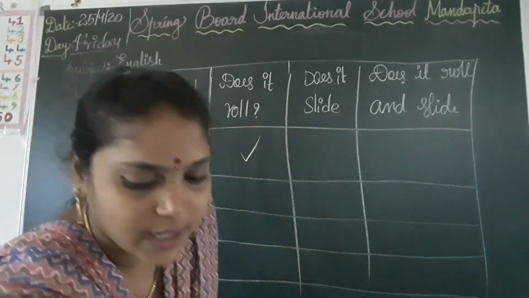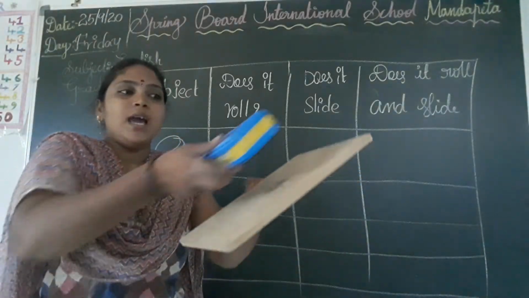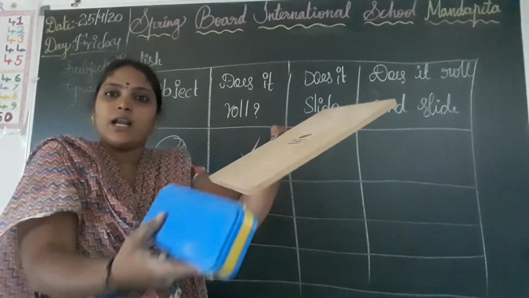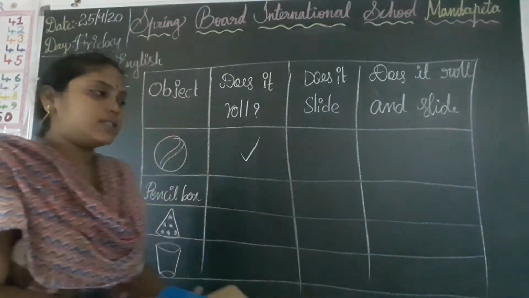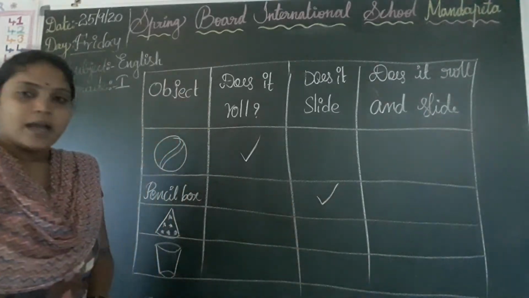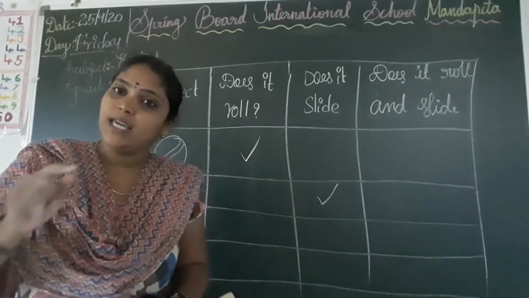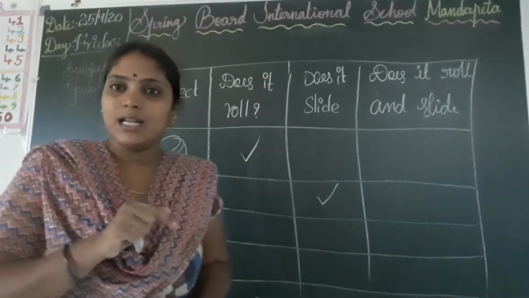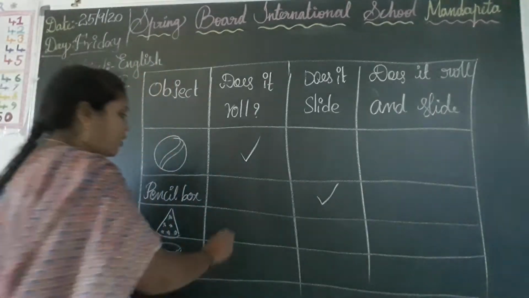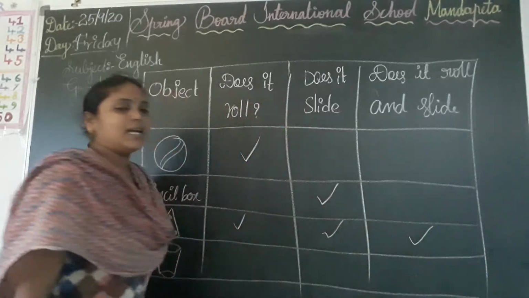Next, second one, pencil box. Okay, you have to place the pencil box on the slope. Does it slide or roll? It slides. Okay, tick the slide. Next, birthday cap. So let us check. The birthday cap has a circular shape and a flat shape also. So it rolls and slides. So this is both rolls and slides.